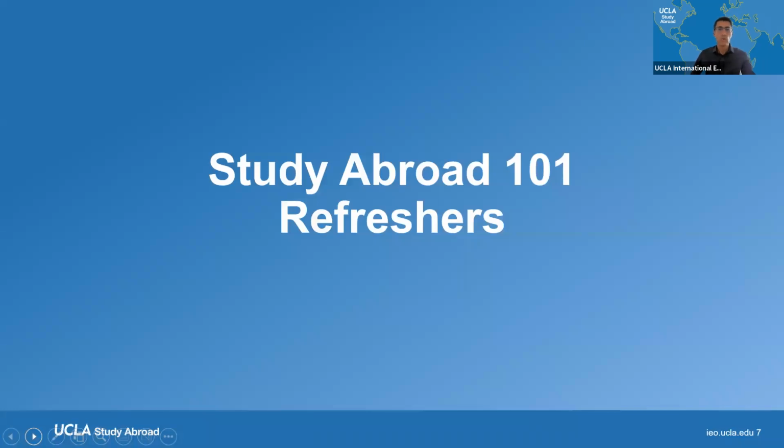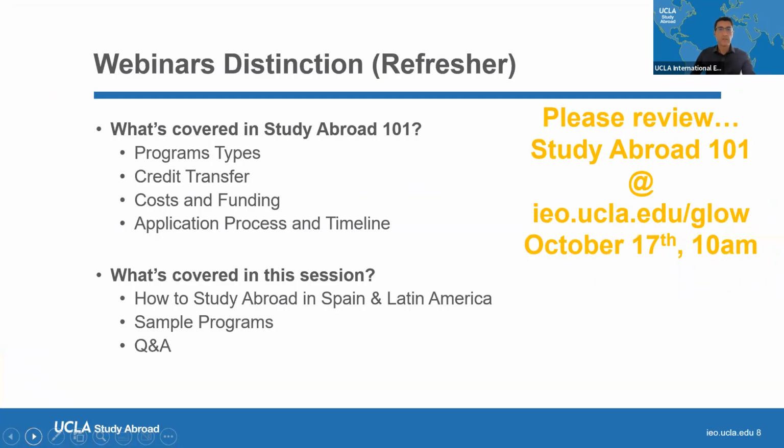So, Study Abroad 101 refreshers. We had yesterday, Monday, October 17th at 10 a.m., the 101 webinar. So make sure that you review it. It's on the UCLA IAO website. And that webinar covered many details, for example, program types, credit transfer, the cost and funding of programs, the application process, and timelines.